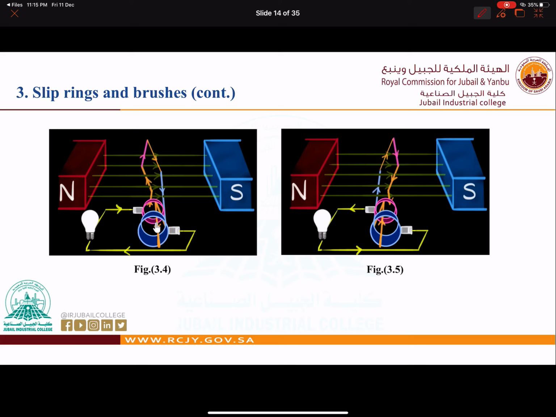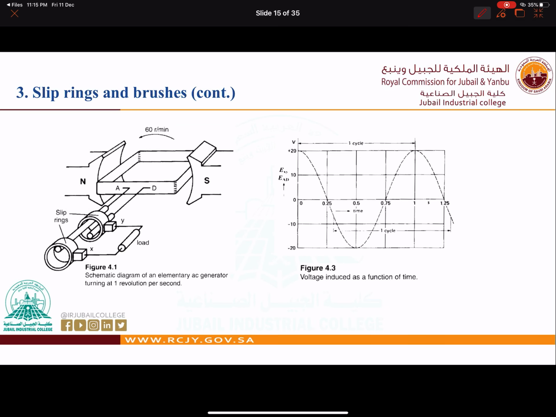Now, in this figure also, we will see the direction of the current. This is going up now, and here is going down after 180 degrees. As you can see here, this is our coil. These are the poles, north and south. These are the brushes, and these are the slip rings. This is the load.